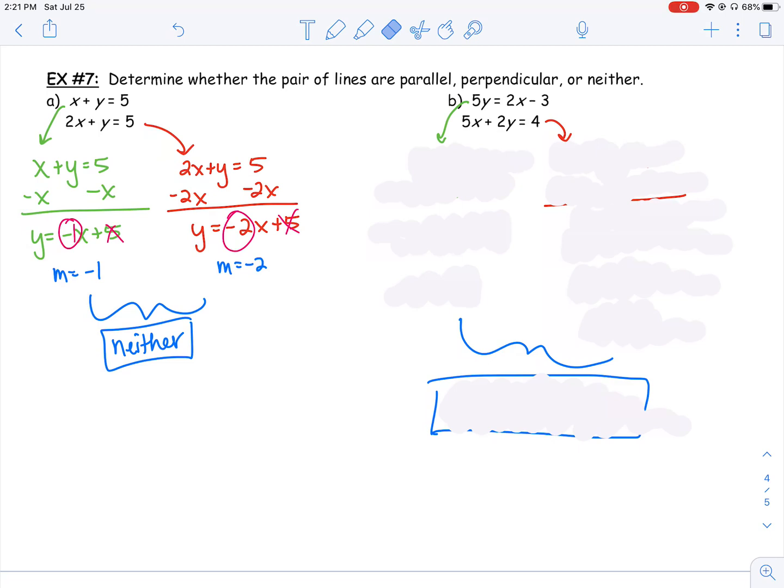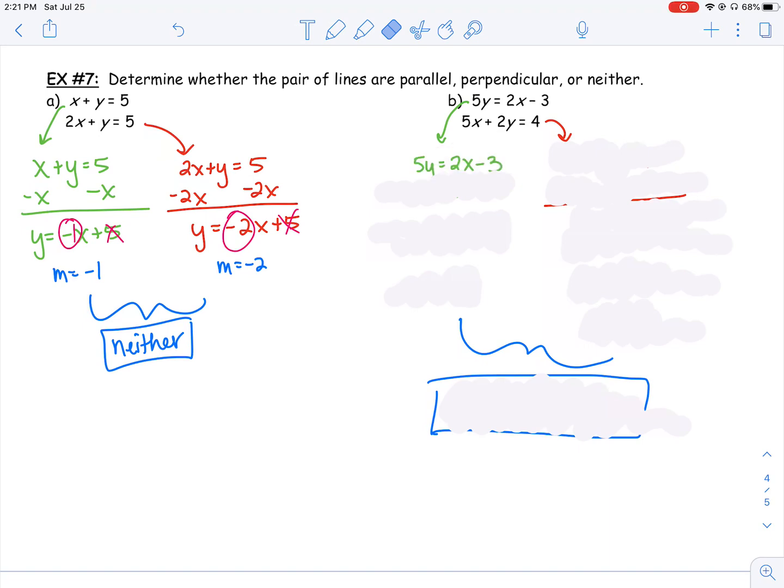All right, let's look at B. Can we determine if these two lines are parallel, perpendicular, or neither? Let's use the same process. Let's put them both in slope-intercept form, y equals mx plus b, and let's compare their slopes. Hey, maybe you can try it. Pause the video, take a few minutes, do that process, and let's see if you can tell if they're parallel, perpendicular, or neither.